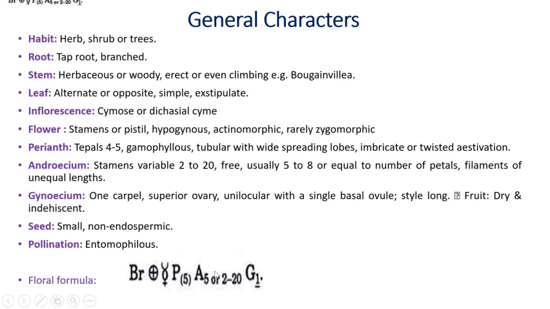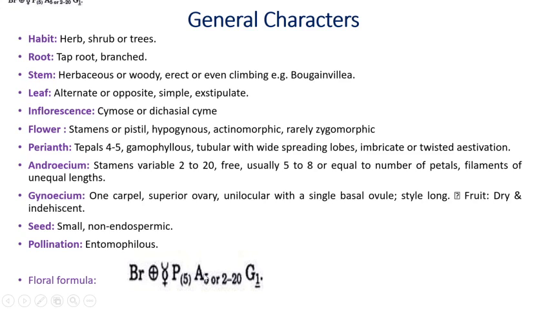Now see, this is the floral formula of this family. You have studied how to read the floral formula in other families. In the same way you have to describe it here. Now I am going to read the floral formula here. Bracteate, actinomorphic, bisexual, perianth, number of tepals 5, they are gamophyllous.